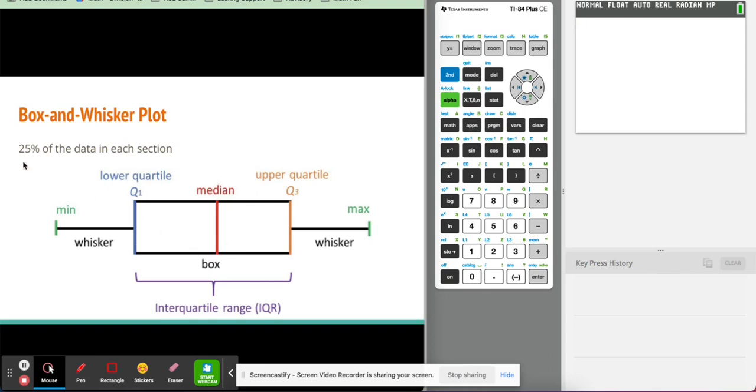What is always the case is that 25% of all the data is in each of our sections. So 25% of the data is from the minimum to Q1, another 25% from Q1 to median, and so on and so forth. The last piece of information that we have is what is called the interquartile range. Now, this is a special type of range, so a special type of measure of spread, and it's going to be the size of our box. So the interquartile range is the Q3 minus the Q1 value.